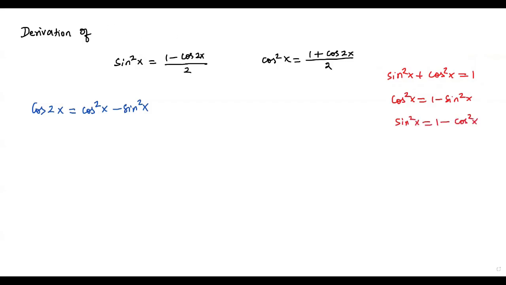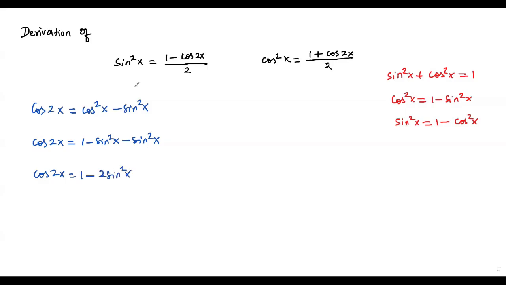Now let's start proving the first formula, that is sine square x equals 1 negative cosine 2x over 2. For that, in this double angle formula of cosine 2x, I'm going to replace this cosine square x by 1 negative sine square x from the Pythagorean identity. So cosine 2x equals, I'm going to replace this cosine square x by the equivalent 1 negative sine square x, and already we have negative sine square x over here. Now cosine 2x equals 1. When I combine negative sine square x and negative sine square x, I'm getting negative 2 sine square x.